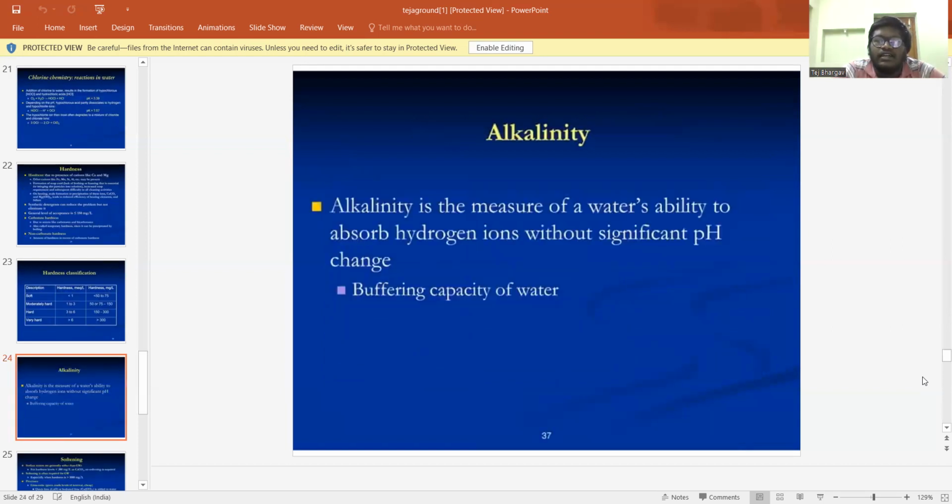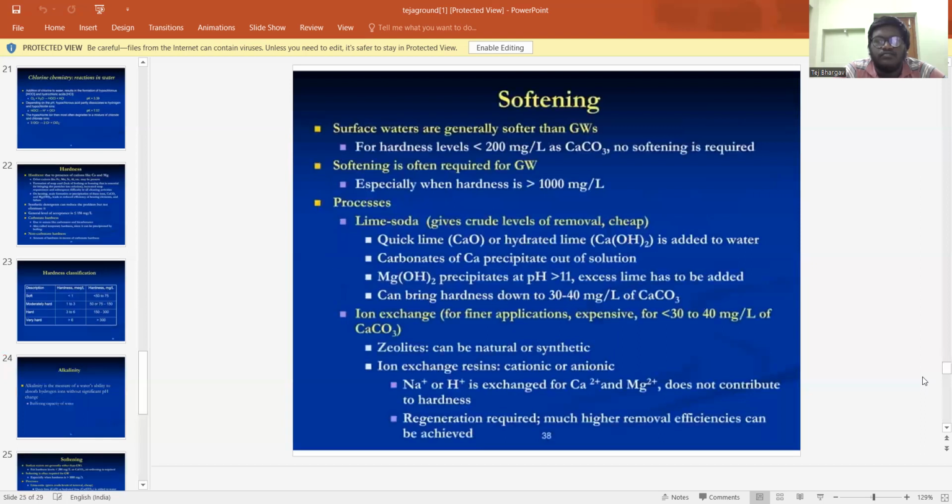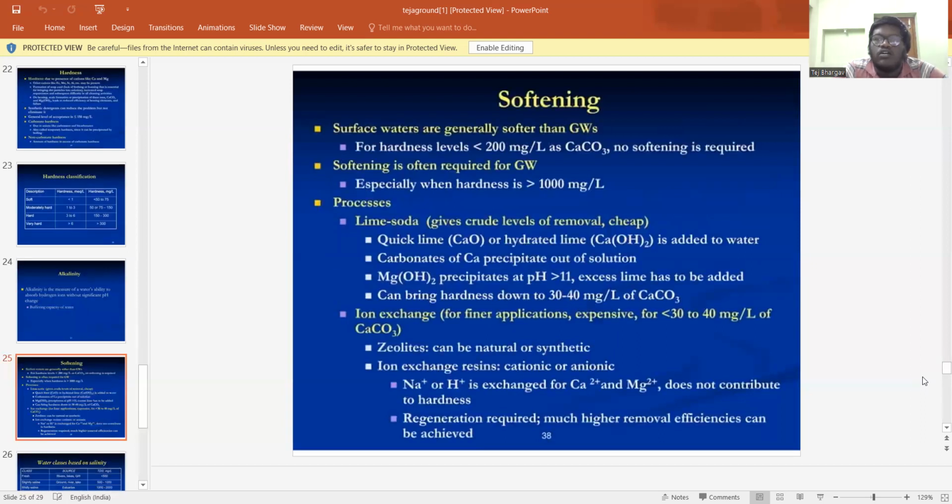Next, alkalinity. Alkalinity is the measure of water's ability to absorb hydrogen ions without significant pH change, the buffering capacity of water. Softening. Surface waters are generally softer than groundwater. For hardness levels less than 200 mg per L as CaCO3, no softening is required. Softening is often required for groundwater, especially when hardness is 1000 mg per liter.